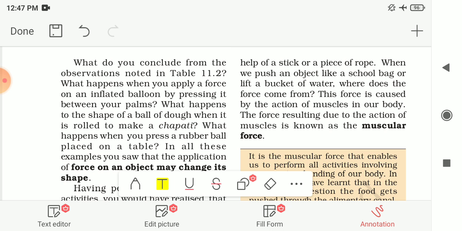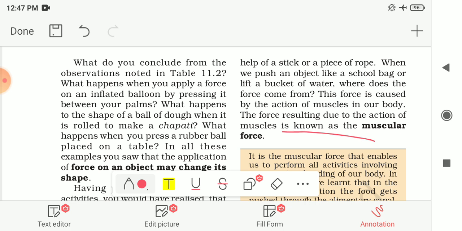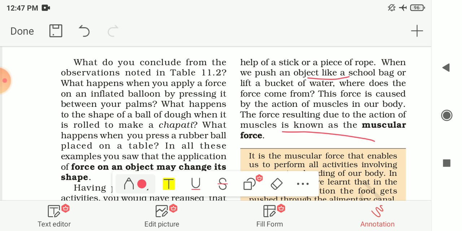You can maintain this contact with the help of other objects like a stick or a piece of rope. And when we push an object like a school bag or lift a bucket of water, where does the force come from? Have you ever wondered, when we are lifting the bucket or pushing any object like a school bag, from where we are applying the force? This force is caused by the actions of muscles in our body. It is because of the muscles in our body that the force is applied.